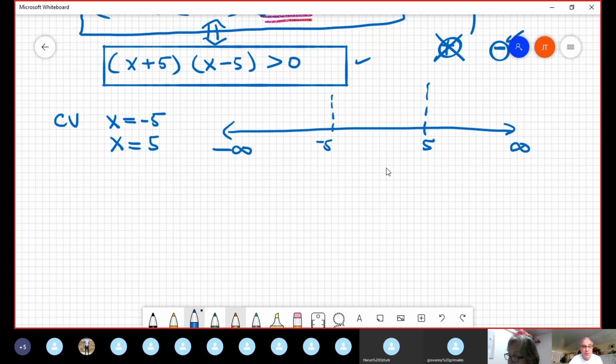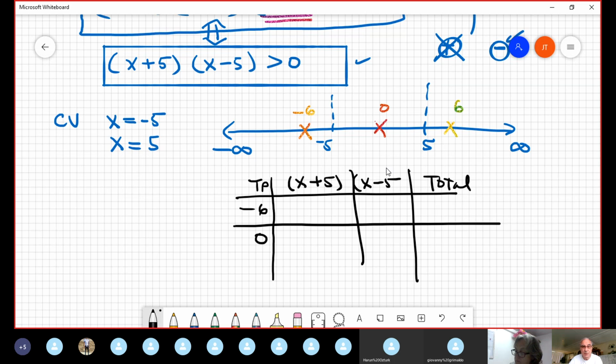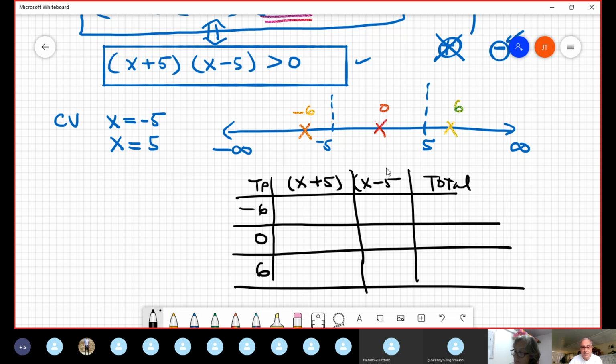I select testing points, maybe good testing points are 0, -6, and +6. Okay, now doing the table. Testing point. And the factors involved in the problem are only x plus 5 and x minus 5, and the total. The testing points are -6, 0, and +6. Ready. Substitution. This is minus, plus. This is plus, minus. Of course, minus because we have only one minus, and plus. Okay, I finish my table.